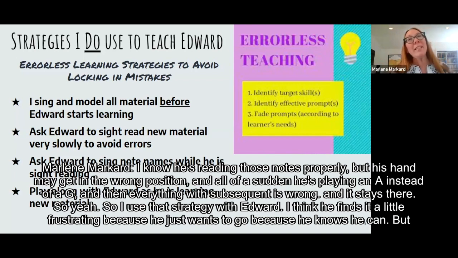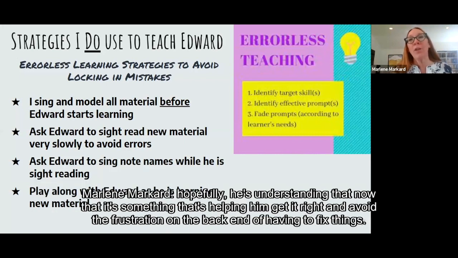I think he finds it a little frustrating because he just wants to go because he knows he can, but hopefully he's understanding now that it's something that's helping him get it right and avoid the frustration on the back end of having to fix things.